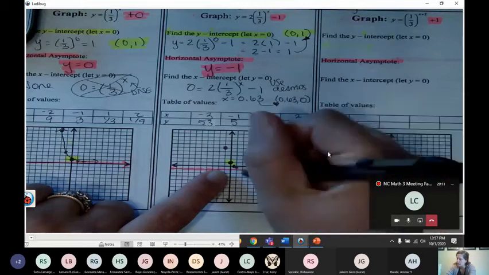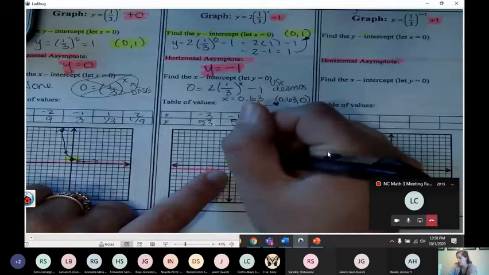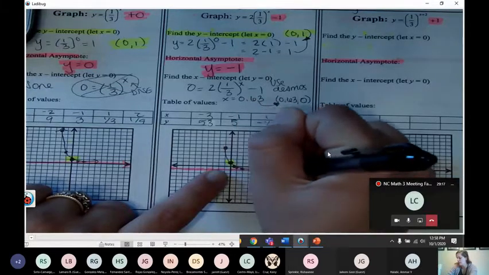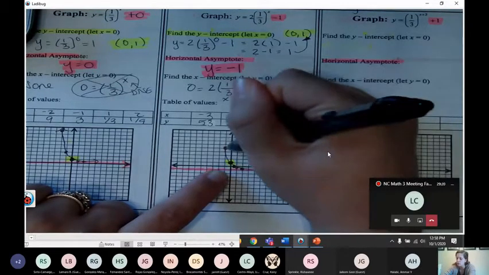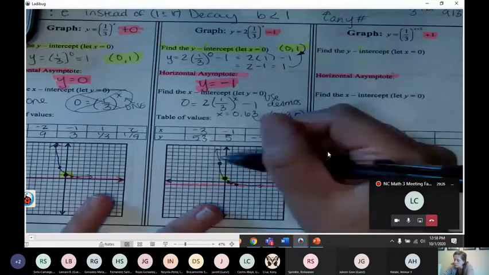3 at negative, almost -1. And these values are just going to get closer and closer and closer to -1 because that's the nature of a horizontal asymptote. Okay, what questions do you guys have about graphing that particular function?